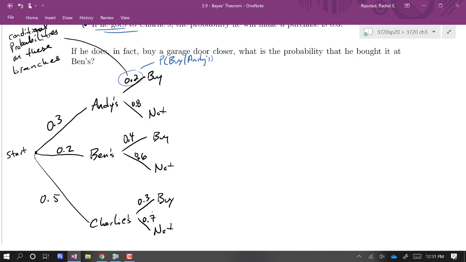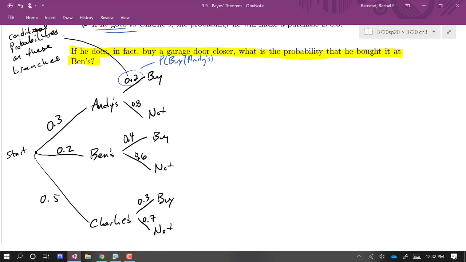But what gets interesting now is the question. If he does in fact buy a garage door closer, what is the probability he bought it at Ben's? So we're reversing the chronology here. Suppose I know at the end of the day he comes back with a garage door closer. What's the probability that he went to Ben's? Note that picking the store you go to happens first chronologically, and then he decides whether to buy or not. So if I know the outcome, if I know that he buys, what's the probability that he ended up going to Ben's?